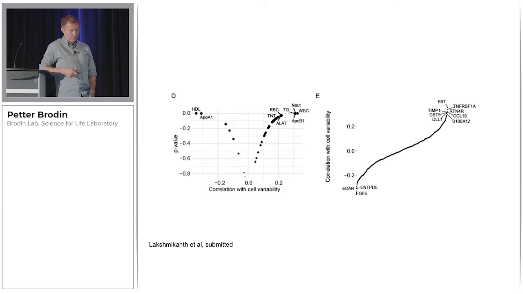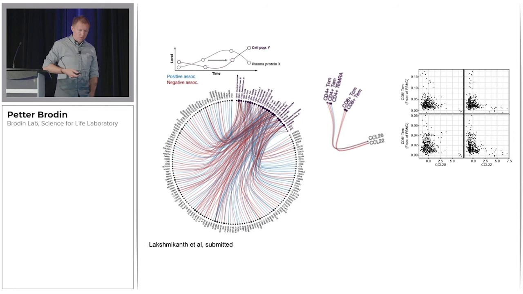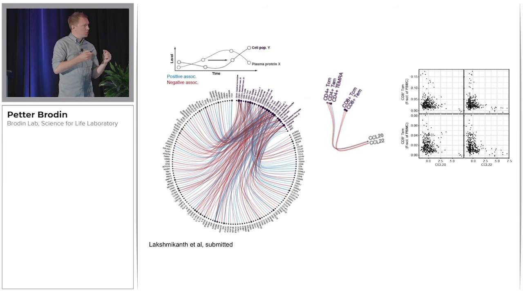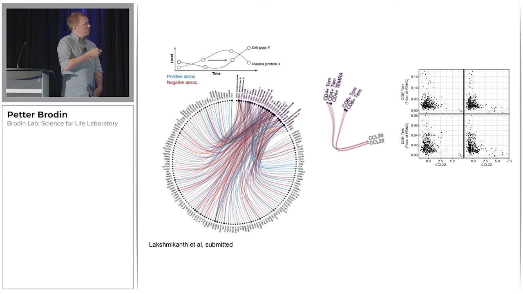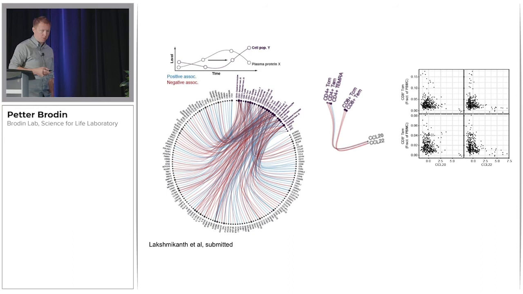The other thing when we have these longitudinal samples is that we can start to, like I said in the beginning, infer relationships between cells, proteins, and different cells, and so on. This is shown here in this complicated network on the left. Those are all inferred relationships between cells and proteins.